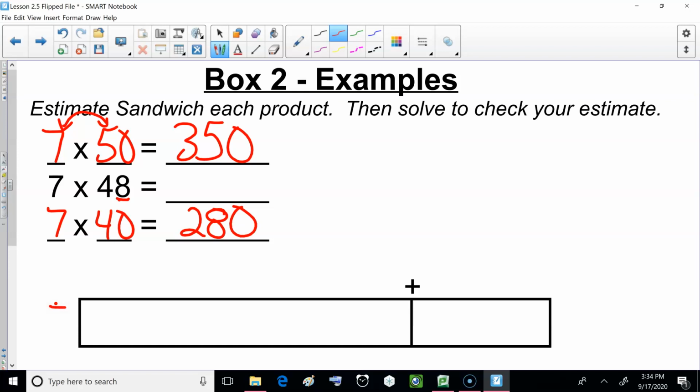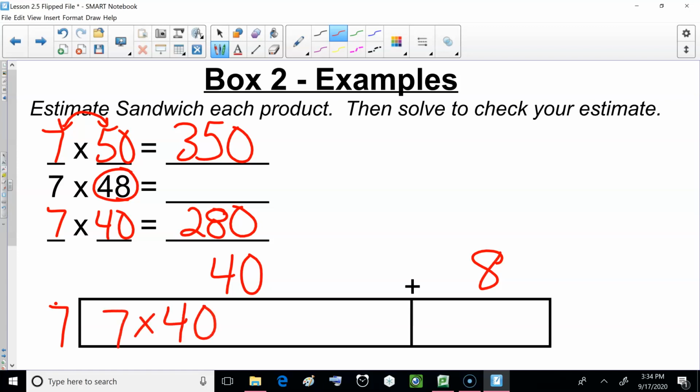We put our 1-digit on the side, and we break up our 48 into expanded notation form. So we have 40 plus 8. Now we're going to multiply 7 times 40 equals, and 7 times 8 equals. So that's 7 times 8 equals 56. And 7 times 40, so since we have a 0 in the ones place value, 4 tens times 7 gives us 28 tens, so it turns into 280.